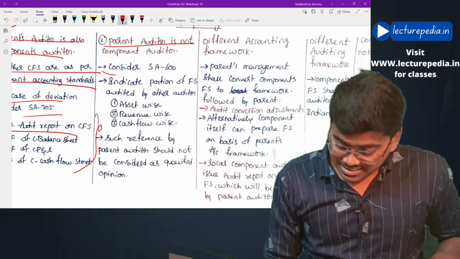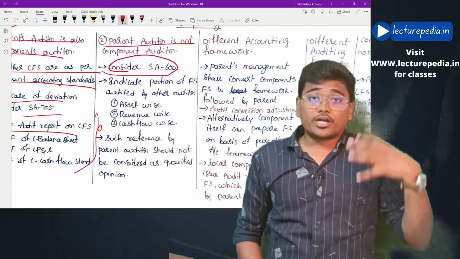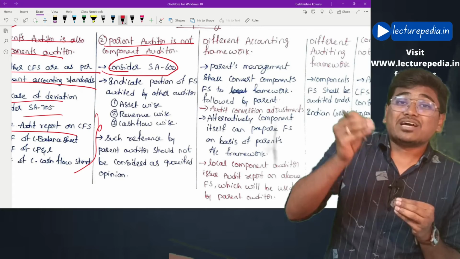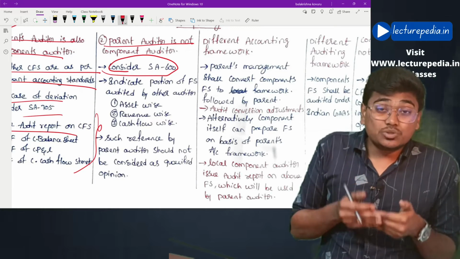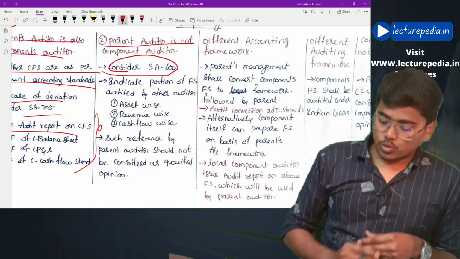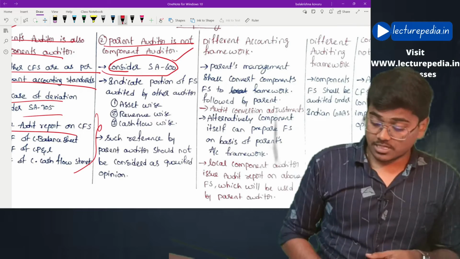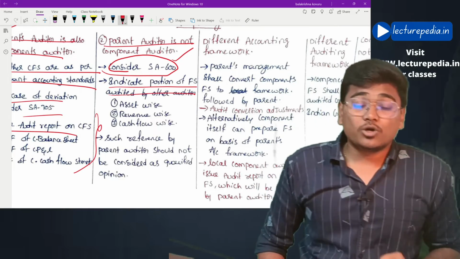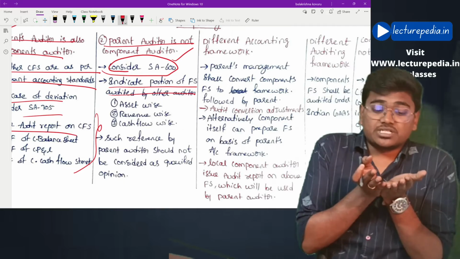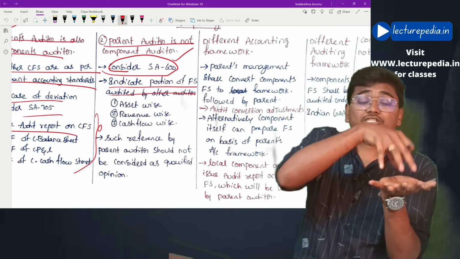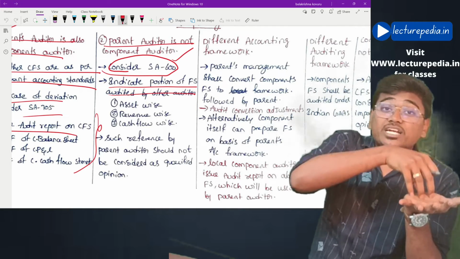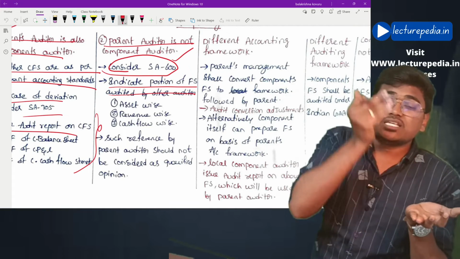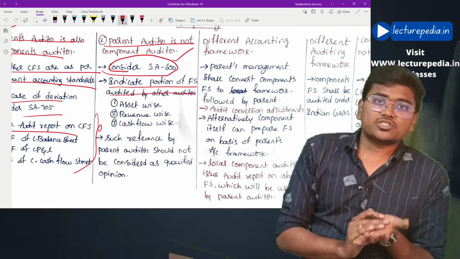In that case, consider SA 600. The auditor of consolidated financial statements has to consider the requirements of SA 600, because here he is using the work of another auditor. Next, indicate the portion of financial statements audited by the other auditor. In the consolidated financial statements, how much portion is audited by the other auditor? That disclosure can be given by the parent auditor, the auditor of consolidated financial statements.